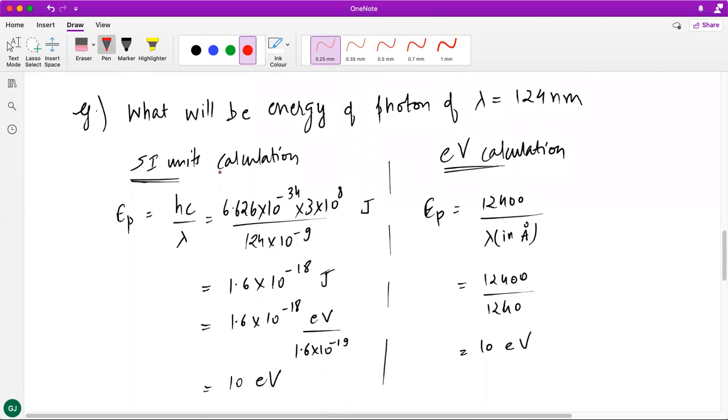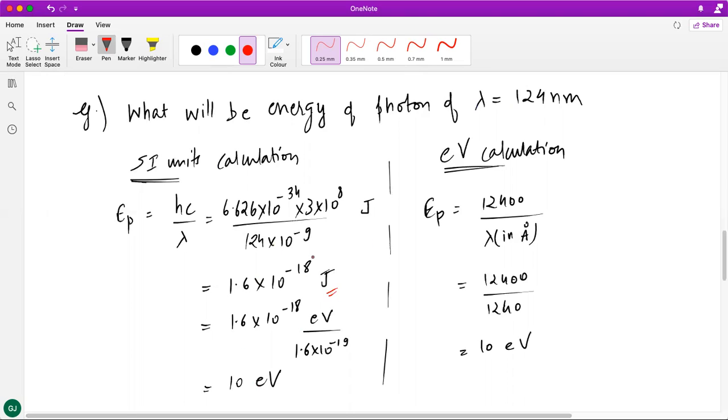Now, how we do it in the SI units is simple and straightforward. You substitute the SI values of h and c and put the wavelength also in the SI unit of meter. You convert nanometer into meter, solve for it, and you'll get the answer in SI units, which is joules. Now, if you remember the interconversion of joules and eV, 1 eV was 1.6 into 10 raised to the power of minus 19 joules. So I can write 1 joule as eV upon 1.6 into 10 raised to the power of minus 19. Once I simplify it, I get the answer as 10 eV.